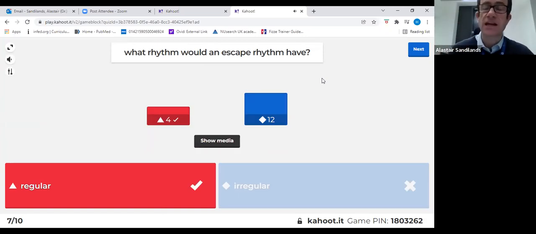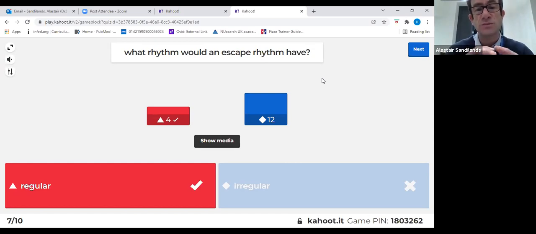It's going to be regular. So an escape rhythm means that the AV node is not working. Depending how bad the conduction is from the AV node and the His-Purkinje system and the bundles, the escape rhythm will either arise from below the AV node or distally at the His-Purkinje system, okay?